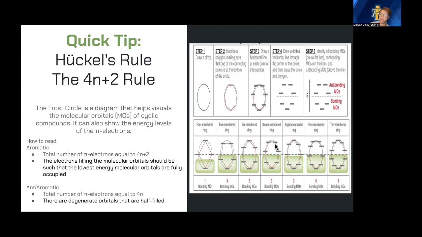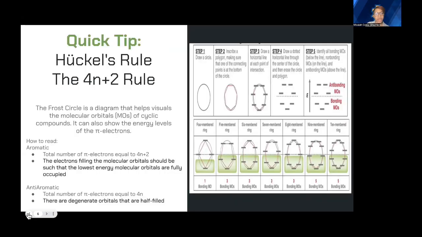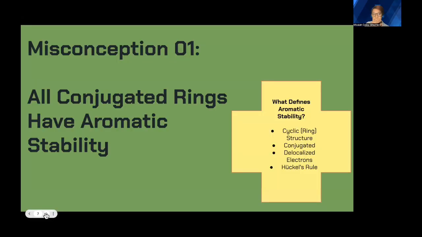But again, this is for molecular orbitals. And so when you read it, for an aromatic compound, the electrons filling the molecular orbital should be such that the lowest energy molecular orbitals are fully occupied, meaning pi, and that the total number of pi electrons is equal to 4n plus 2. And then for anti-aromatic compounds, the total number of pi electrons is equal to 4n. And there are degenerate orbitals that are half-filled compared to the aromatic compound that has fully filled orbitals.